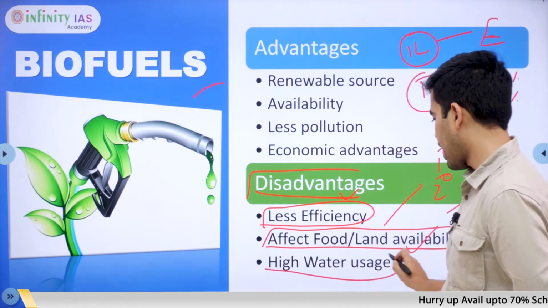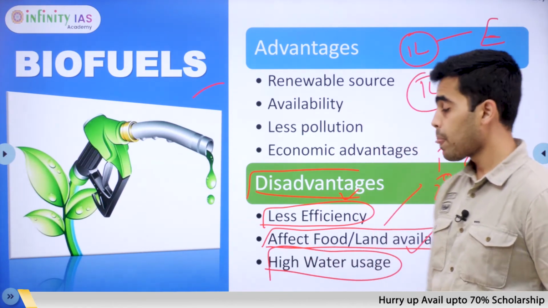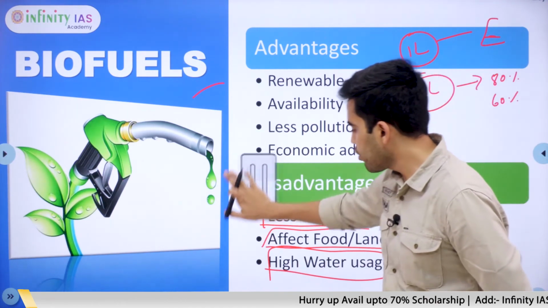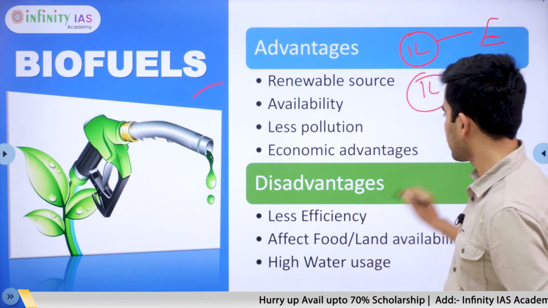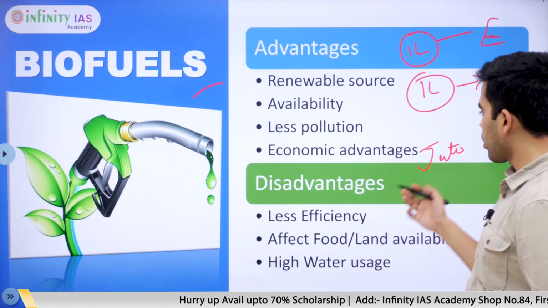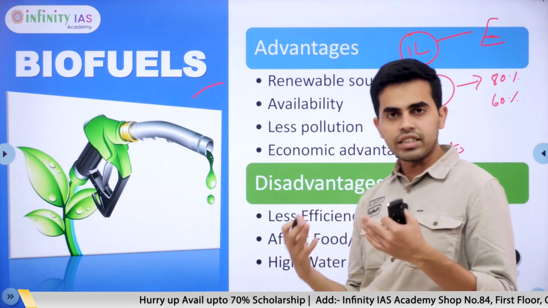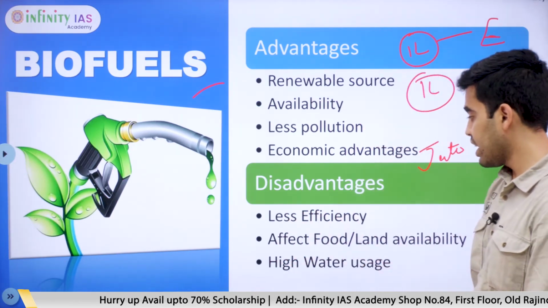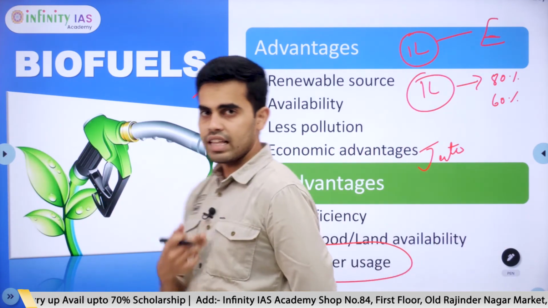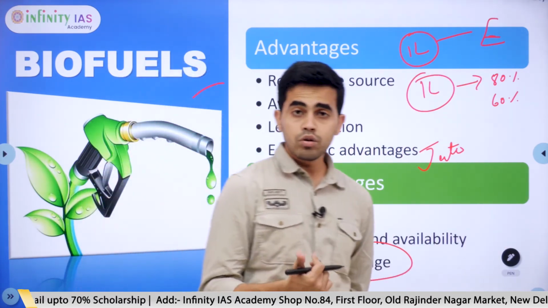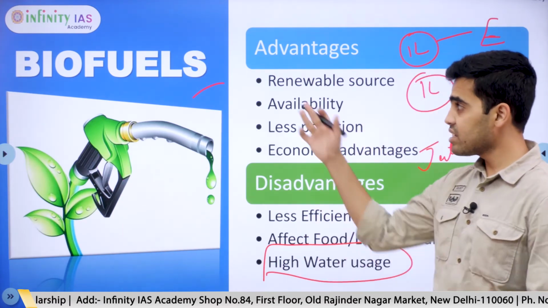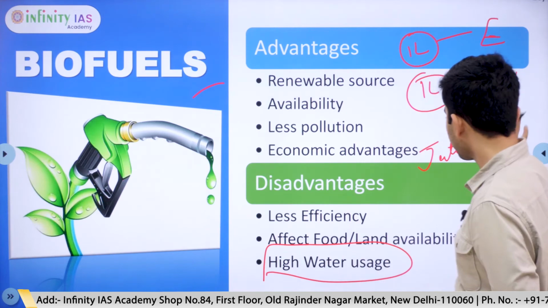Next comes high water usage. The water usage to produce a non-food crop such as jatropha for the production of biofuels, or for growing algae for third generation biofuels, is very high. We already know that there is water stress in the country as well as the world. So this becomes an important disadvantage for increasing the production of biofuels.